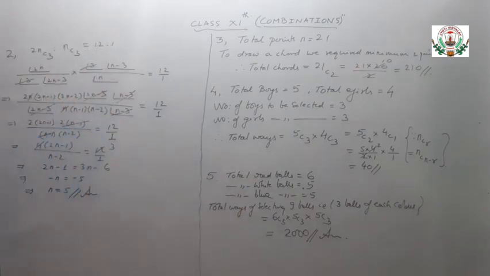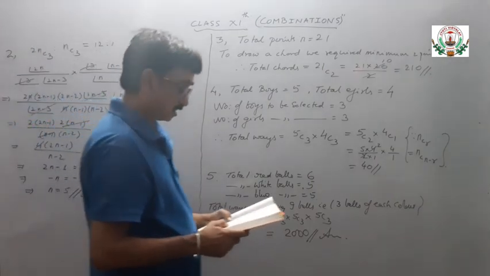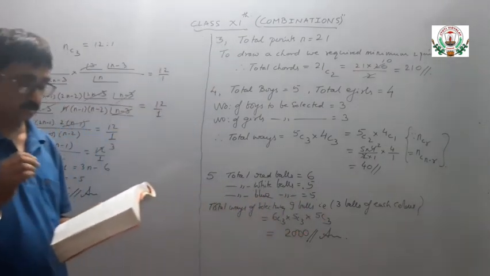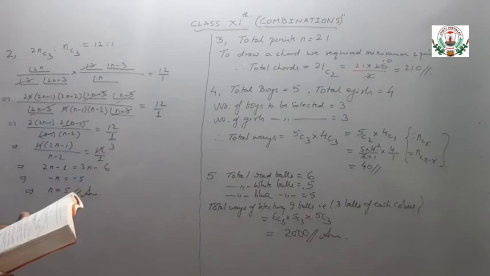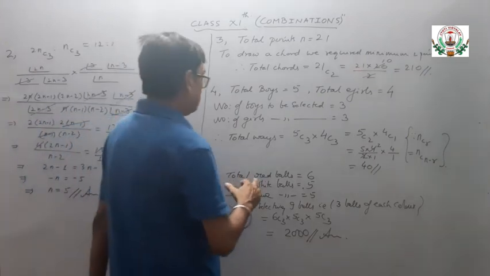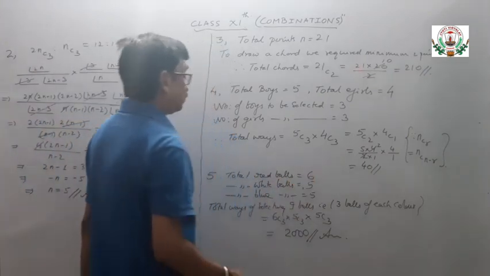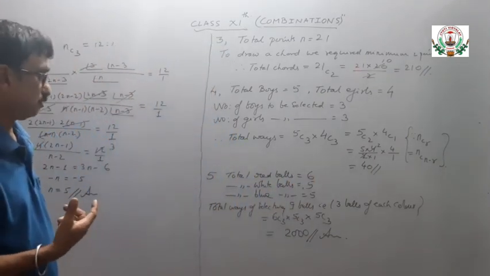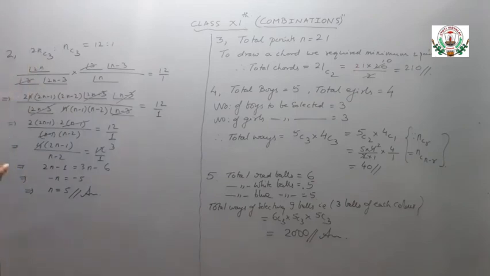Now next is question number 5. Find the number of ways of selecting 9 balls from 6 red balls, 5 white balls and 5 blue balls if each selection consists of 3 balls of each color. So total balls: red balls are 6, white balls 5, blue balls 5. We have to select a total of 9 balls.